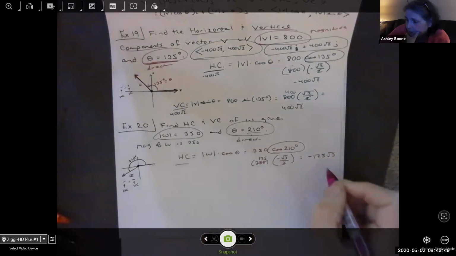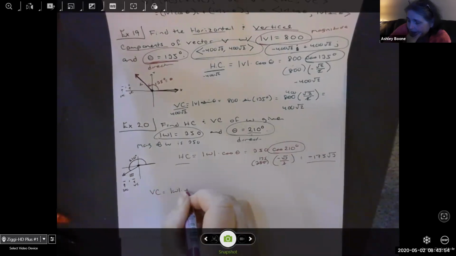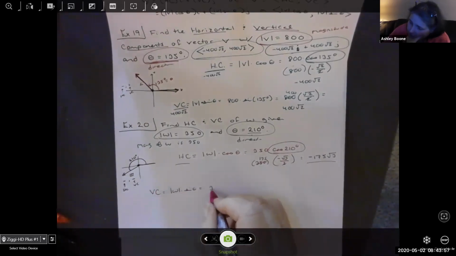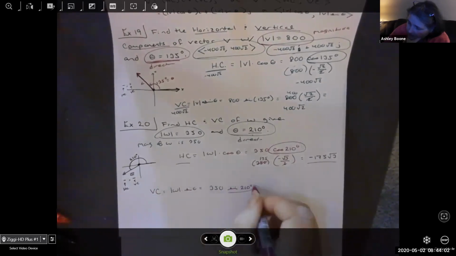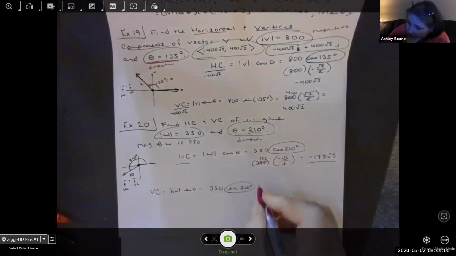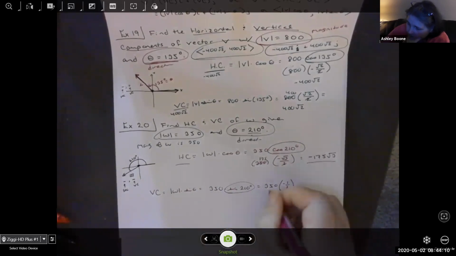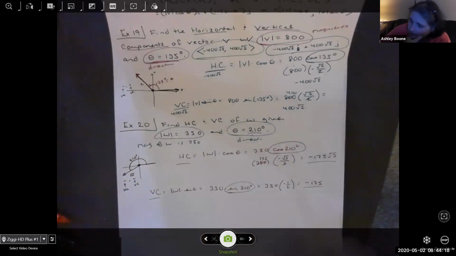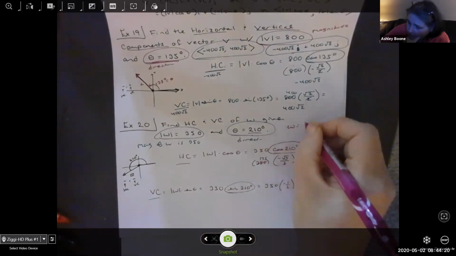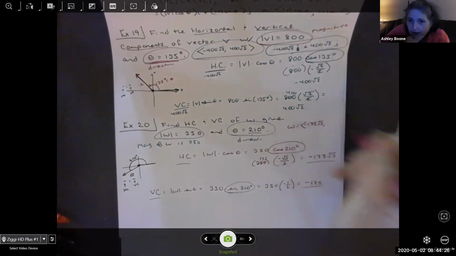That's our horizontal component. Okay, vertical component is going to be magnitude times the sine of the angle. Magnitude is 350 times the sine of 210 degrees. Sine of 210 degrees is a negative 1/2. Positive times negative is negative. 350 times 1/2 is 175. That's our vertical component.